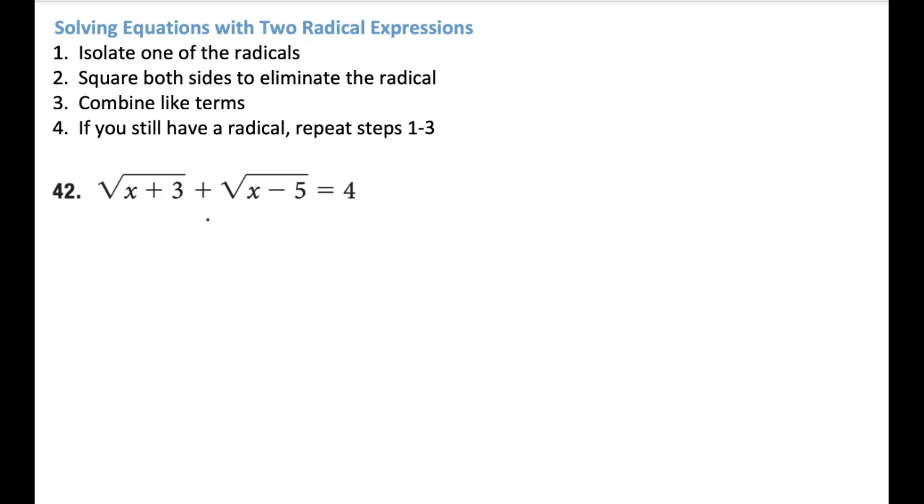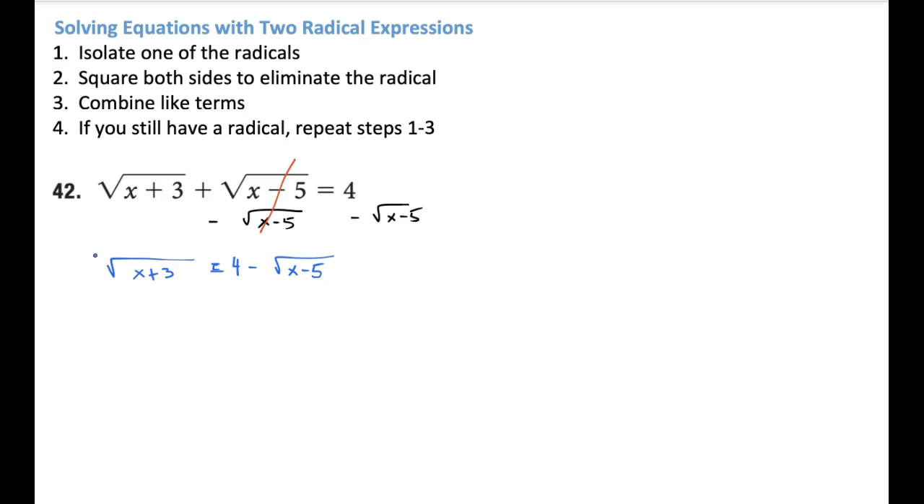Okay, so the first thing I'm going to do is have the one on the left by itself, so I'm going to subtract the square root of x minus 5 from both sides. And I meant to do blue, so I'll switch. So it's going to go away here. It subtracts out, and I end up with the square root of x plus 3 equals 4 minus the square root of x minus 5.